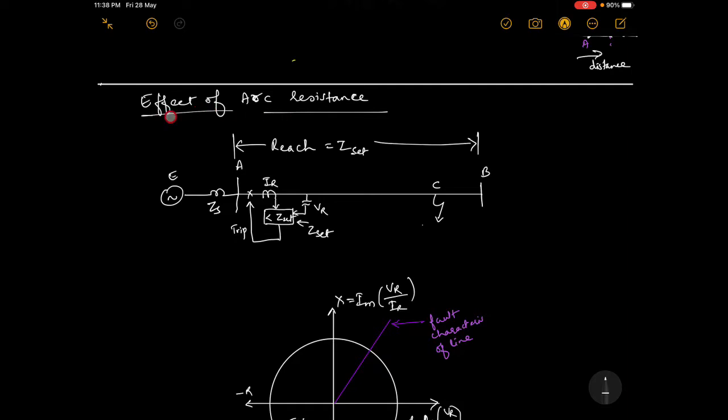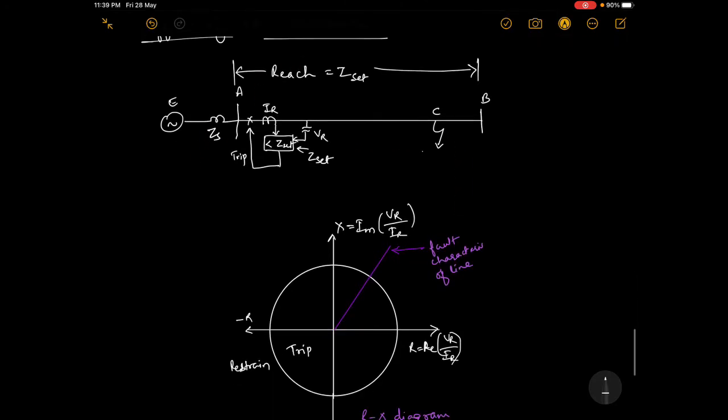These are the problems or limitations of the distance relay, for which we will have to implement the Mho relay and the reactance relay. So what are the disadvantages of an impedance relay? We have some advantages in the Mho relay and reactance relay. We'll try to understand why we are using them and why we are not only using the impedance relay. In the impedance relay there are some problems, and the first problem we are going to see is the effect of arc resistance.